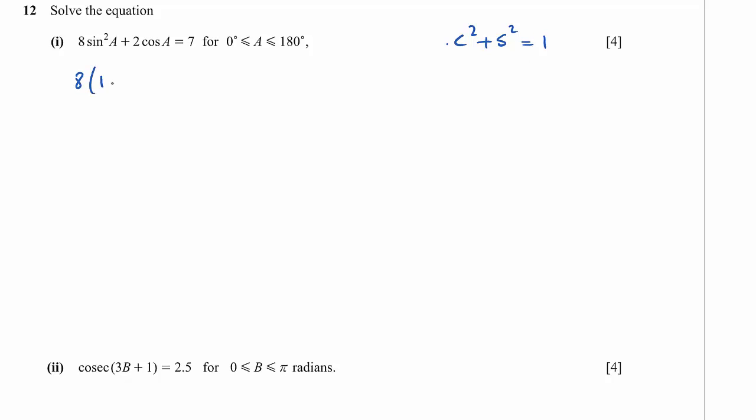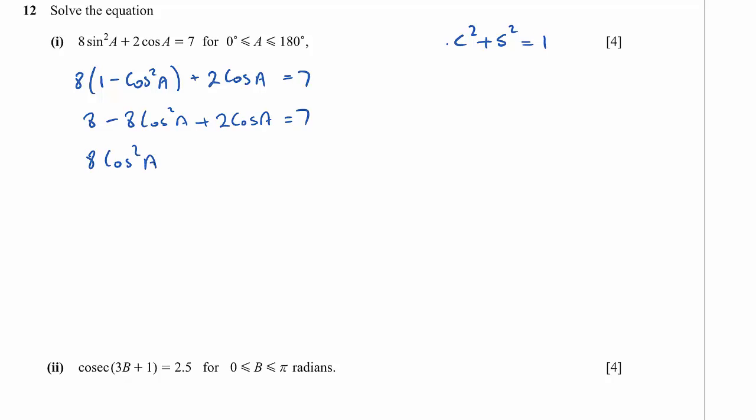So I've got 8(1 minus cos squared a) plus 2 cos a is equal to 7. So I've got 8 take away 8 cos squared a plus 2 cos a is equal to 7. And that gives us 8 cos squared a minus 2 cos a, so we're taking everything over to the right, take away 1 is equal to 0.